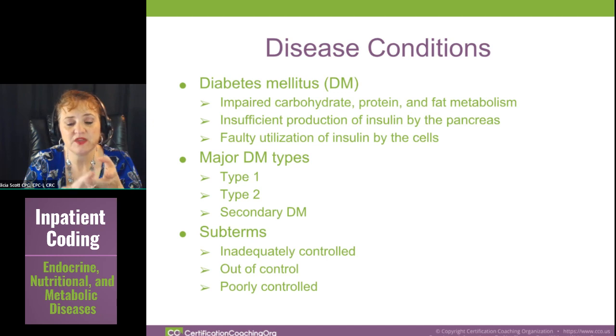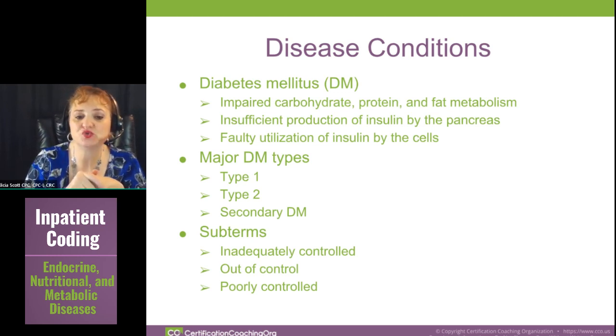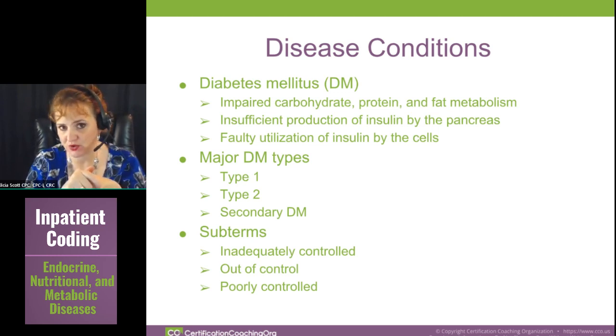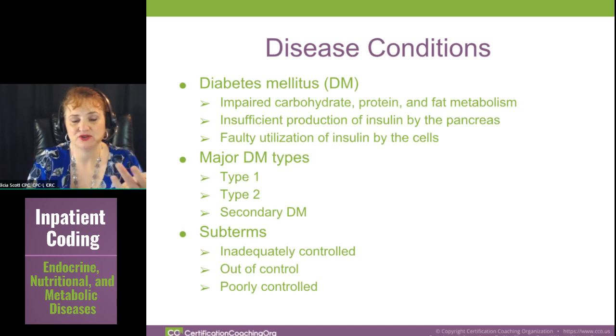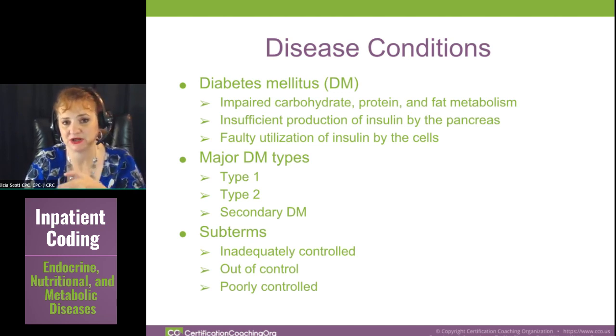There are some other terms that you need to be aware of, and I would write these down because you're going to see them in documentation. Inadequately controlled. You're going to see out of control or poorly controlled. Now, this does not mean that the person is not being compliant with their diabetic regimen. This means that the body is out of control, poorly controlled, or inadequately controlled. In other words, we're treating it, the patient's being compliant, but it's not working.